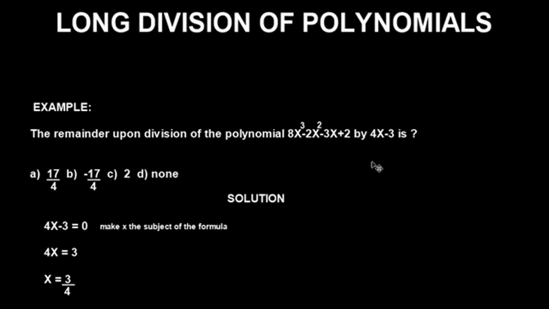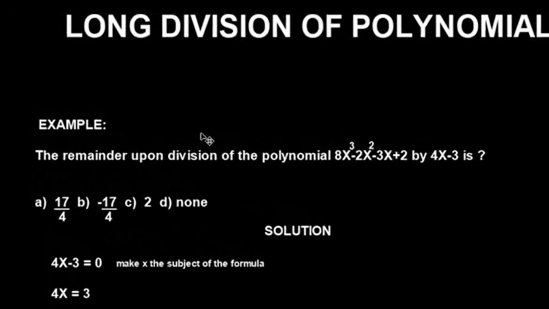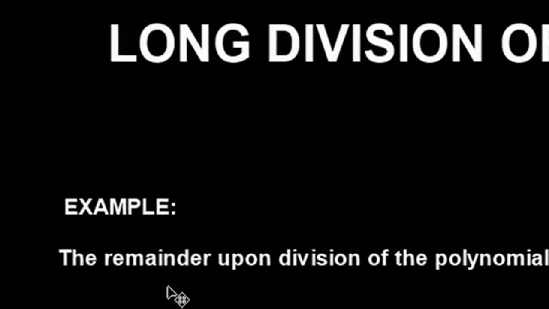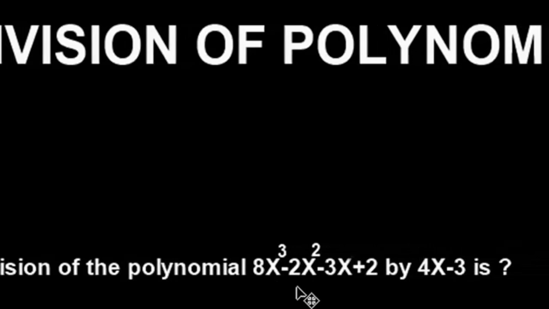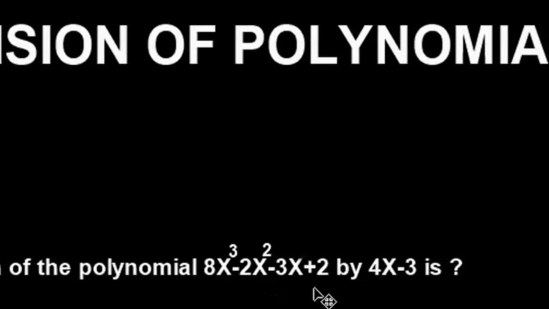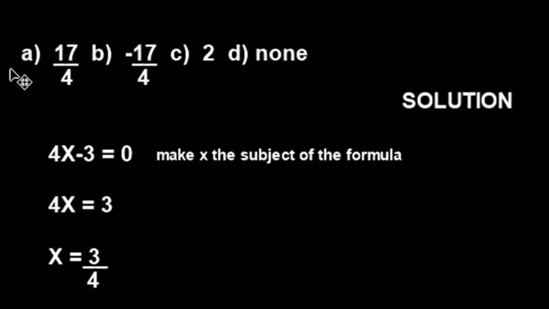Okay, let's begin. Let's look at the example I have here and solve it together. The example says the remainder upon division of the polynomial 8x cubed minus 2x squared minus 3x plus 2 by 4x minus 3 is: Option A, 17 over 4. Option B, minus 17 over 4. Option C, 2. And the last option, D, none. So right now, we are going to solve this problem together in order to determine the right option.